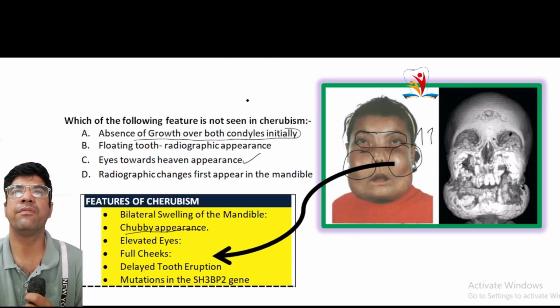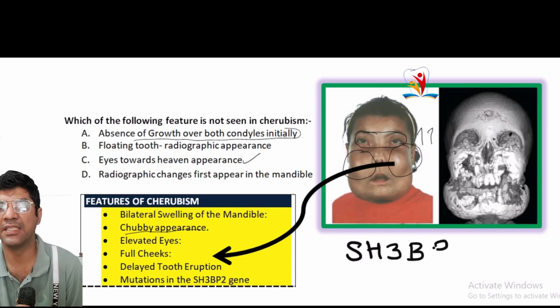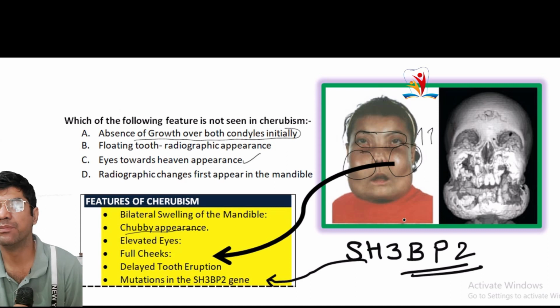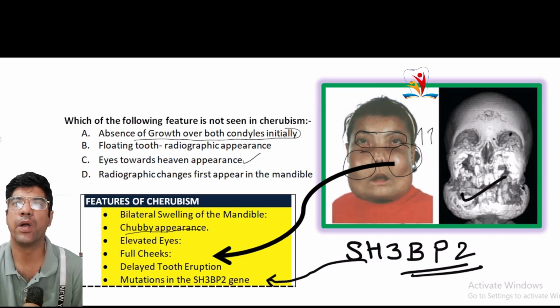Also remember from your exam point of view, what is the gene that is associated with cherubism? It is the SH3BP2 gene that is associated with cherubism. That's very important from your entrance exam point of view.